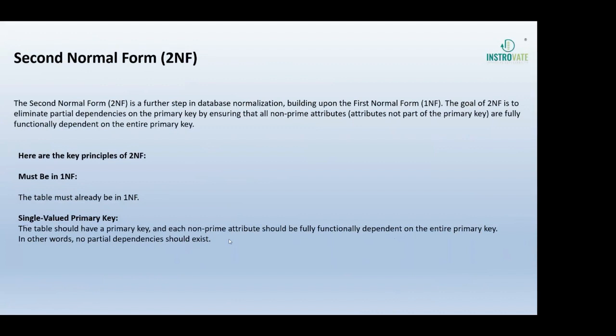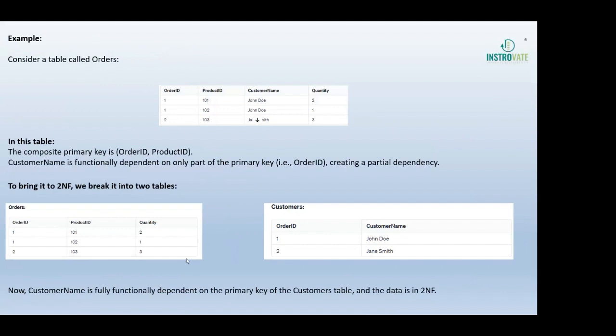So primary key, I have already explained that the key which has uncommon values, unique values, are the primary keys. And in other words, no partial dependencies should exist. Let's see from the example.